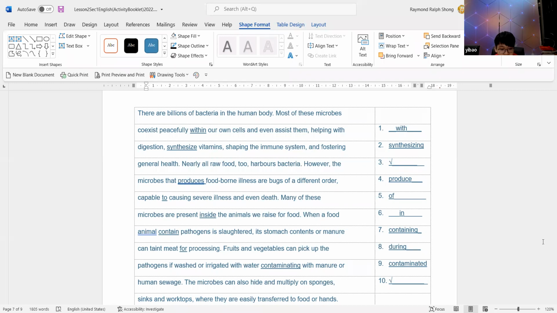Nearly all raw food too harbors bacteria. However, the microbes that produce foodborne illness are bugs of a different order, capable of causing severe illness and even death. Many of these microbes are present in the animals we raise for food. When a food animal containing pathogens in slaughter.